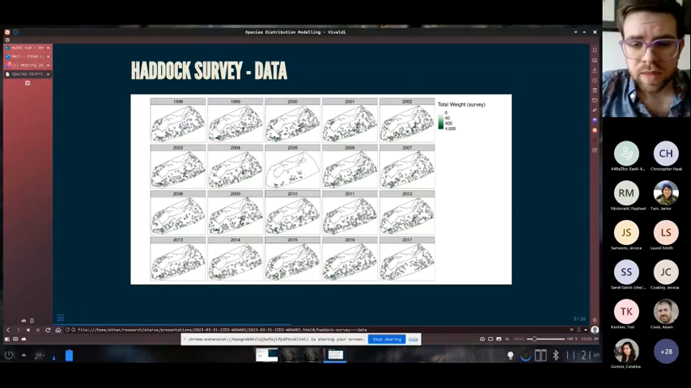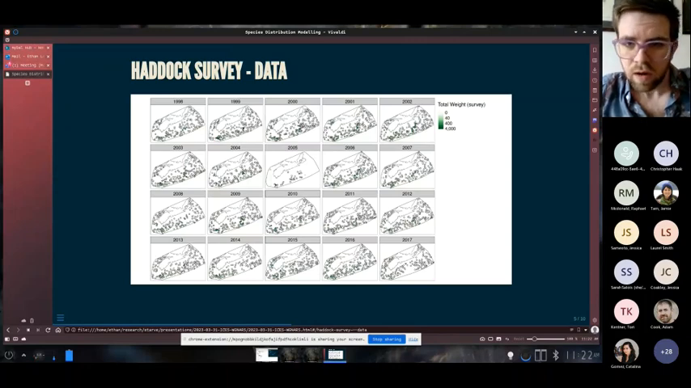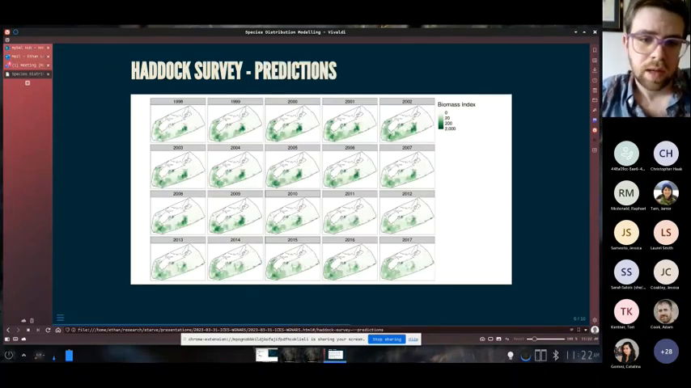So this is what the data looks like. This is just a pretty standard survey. So you can see where all of the points are for this survey. And we want to take this data, this total weight, and make our predictions. And to do that, we have these.